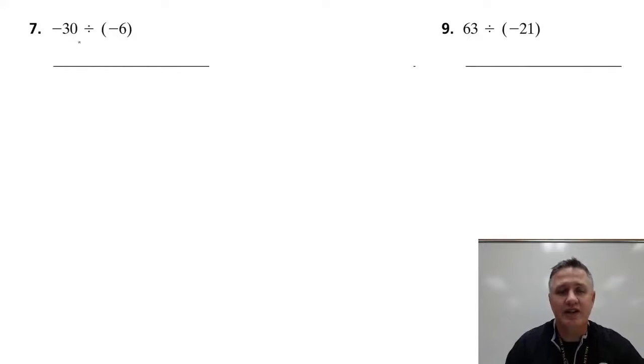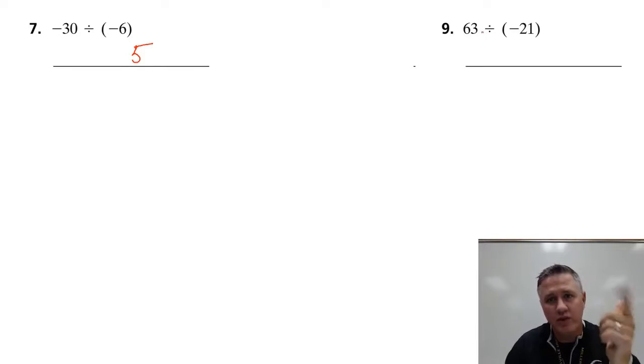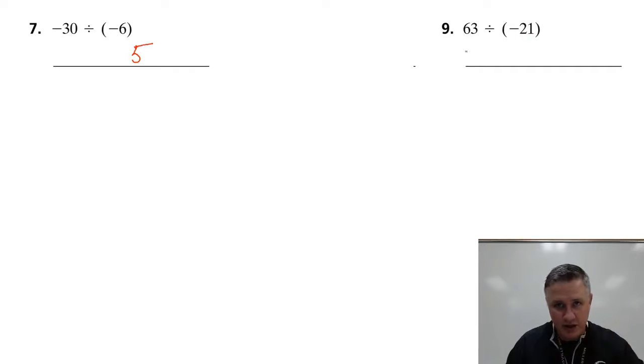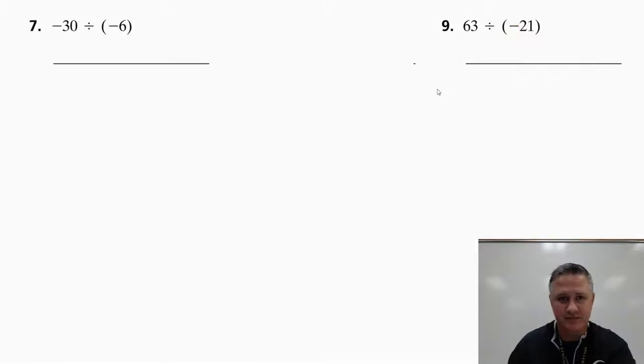Okay, next section. 6 into 30 is a basic fact. I know that can happen 5 times, and the opposite of a negative is a positive. That's 5. And 21 into 63, I'm just going to look at this and count by 20s mentally: 20, 40, 60, and then 1, 2, 3. So 21 can go into 63 exactly 3 times. And since I have one negative in there, it is negative 3.